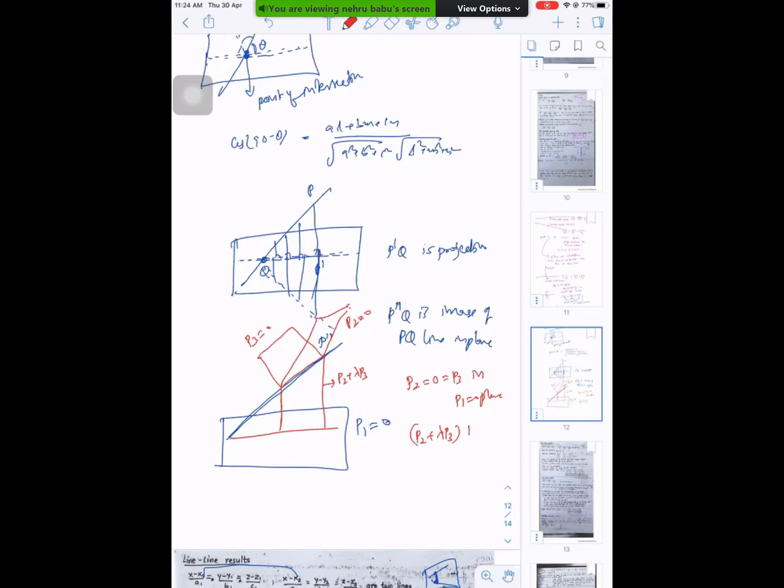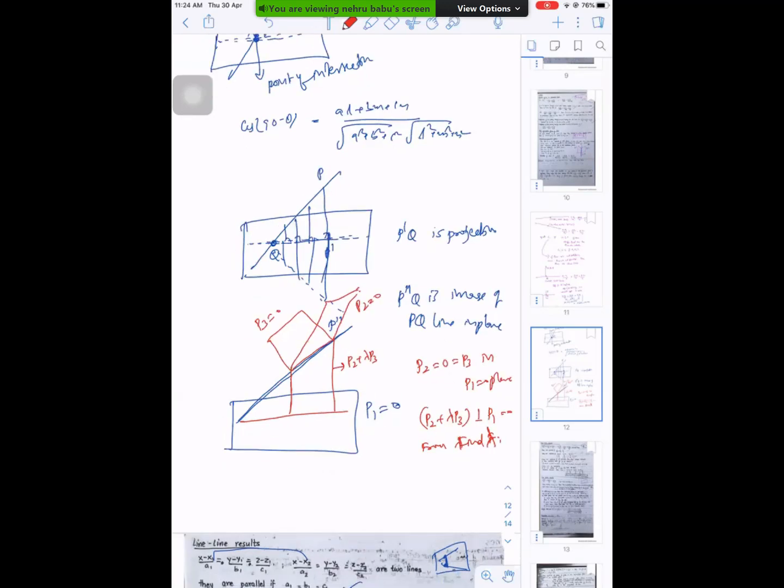And that is perpendicular to the P1 plane. So from this we find lambda. If you assume this plane equation is P4 equal to 0, then the projection is P1 equal to 0 equal to P4.